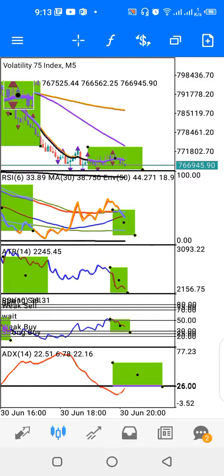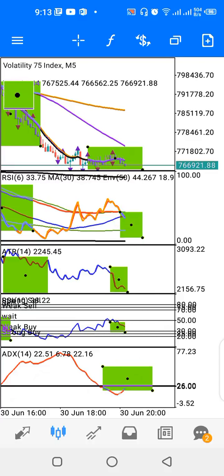Is it selling? Is this pointing downwards? Is this pointing downwards? Is this pointing downwards? Then you sell. So that's just the way the strategy works. It's a very good strategy.